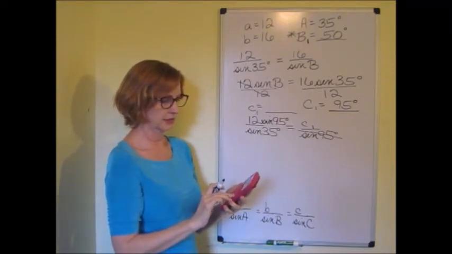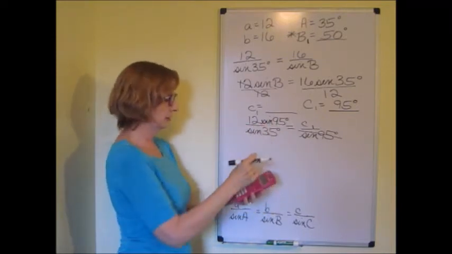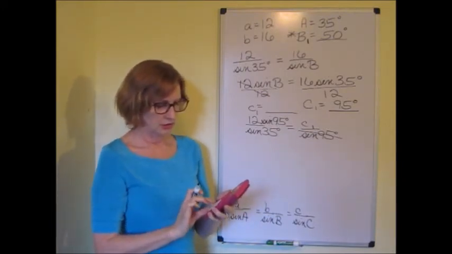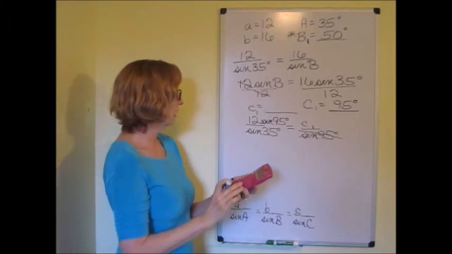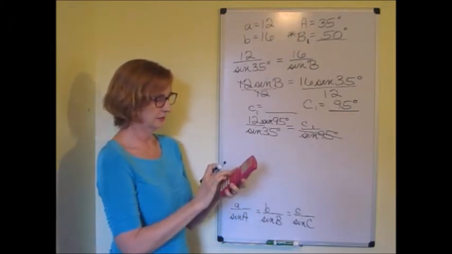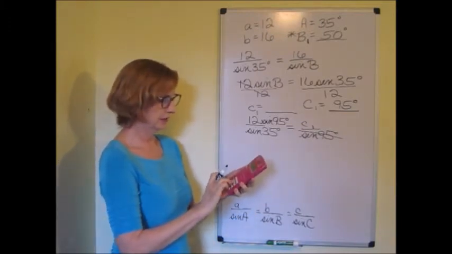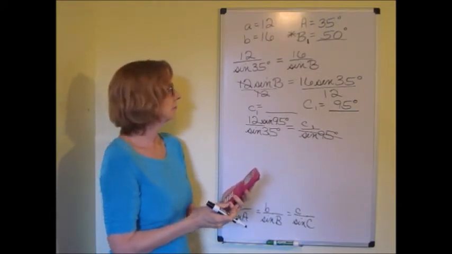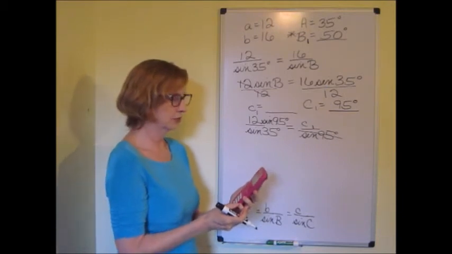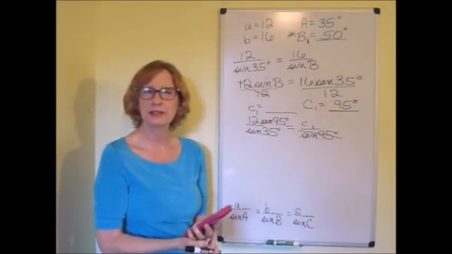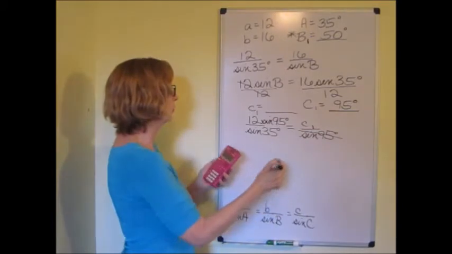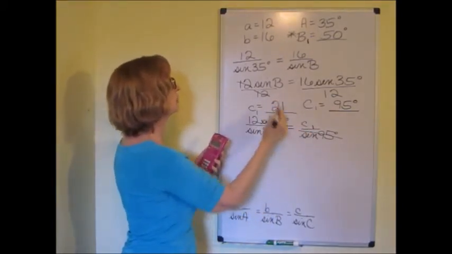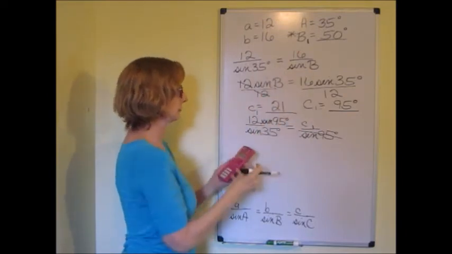So let's punch that in. 12 sine 95 into your parentheses on that angle, divided by the sine of 35, and end your parentheses on the angle. For this one, I've got 20.8, so I'm just going to round it to the whole number. I've got about 21 for C. And there is my first triangle solved.